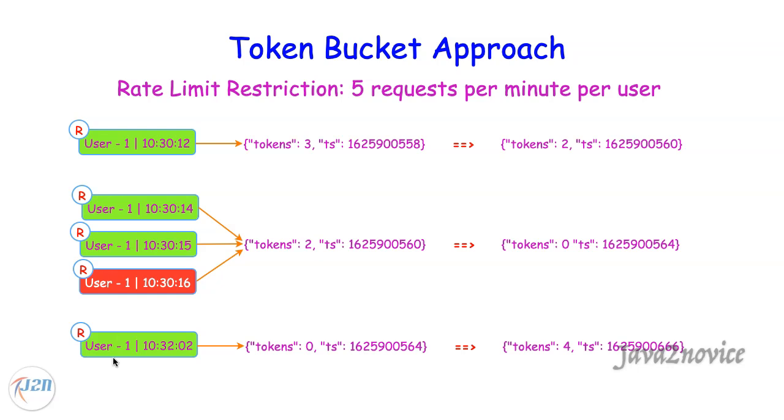Now, let's say that the same user sent another request after 2 minutes, which is at 10:32:02 seconds. The rate limiter validates the last access timestamp and notices that it is beyond the 1 minute time frame. So it refills with 5 new tokens in the bucket for this user. It accepts the request and reduces the available token count by 1. If you notice, the available token count is 4. It also updates the timestamp before writing into Redis. This is how the token bucket works.